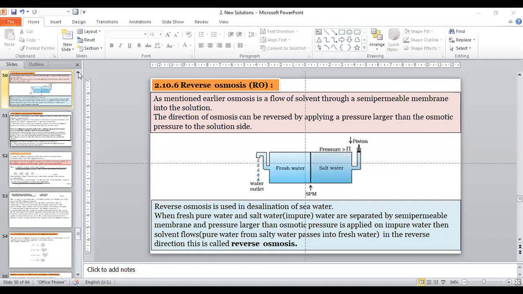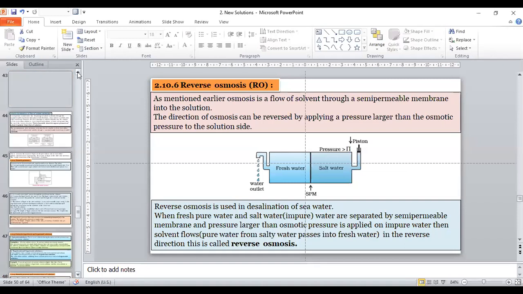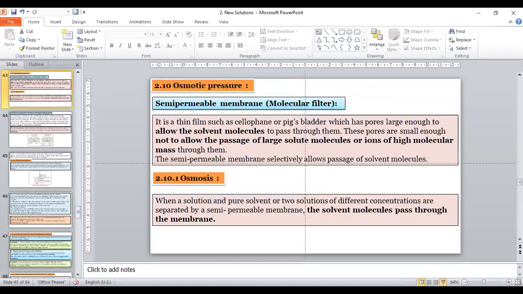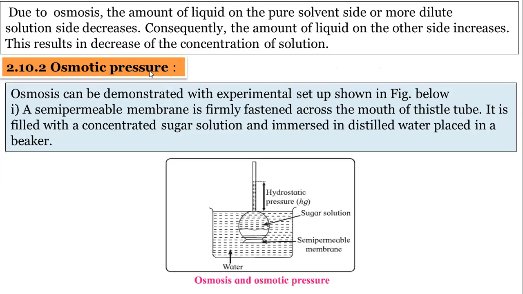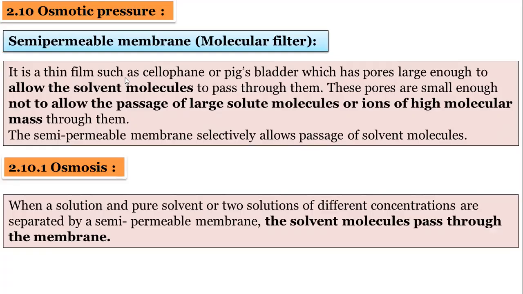So we will start. Osmotic pressure. Below this osmotic pressure part, we have to learn what is meant by semi-permeable membrane. 2.10.1 is osmosis and osmotic pressure. These points are asked in the board exam for definition purposes.